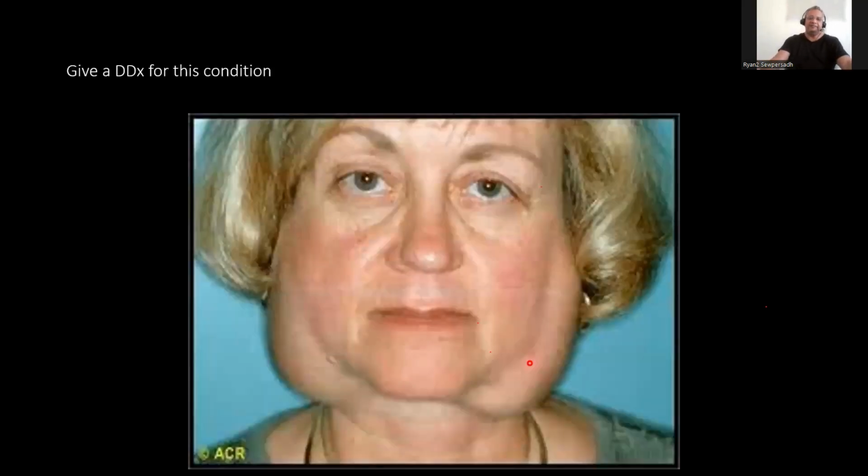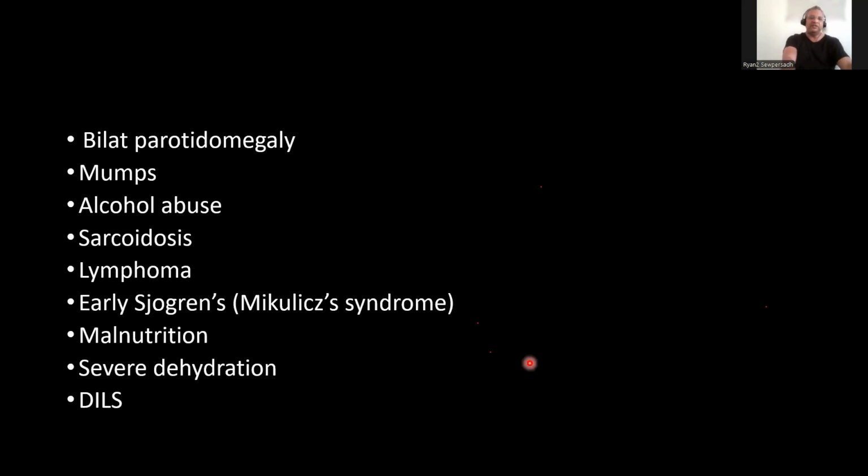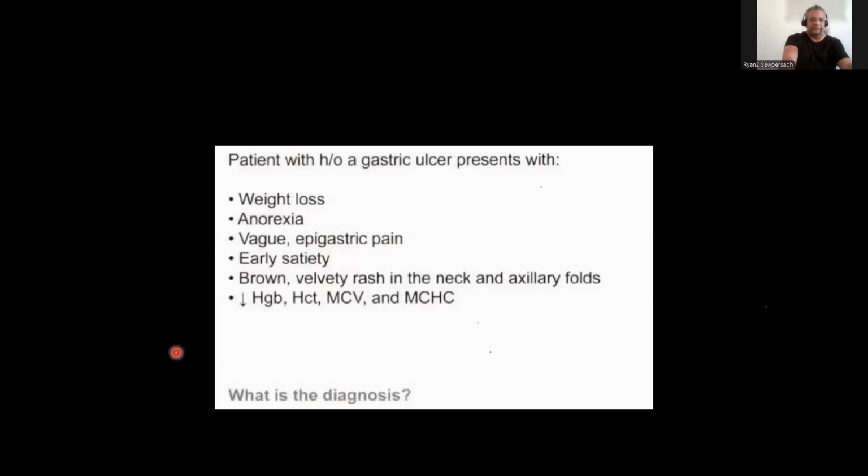Bilateral parotidomegaly, guys, you must have a differential for this. So mumps, alcohol abuse, Sjogren's, sarcoidosis, lymphoma, dehydration, diffuse infiltrative lymphocytosis syndrome, malnutrition, and it goes on.